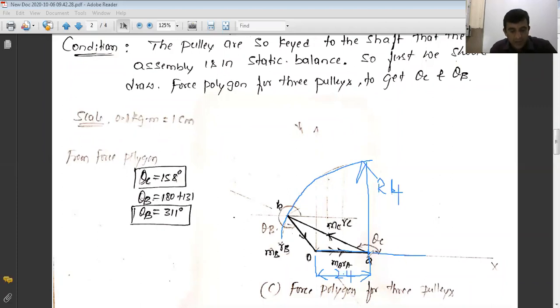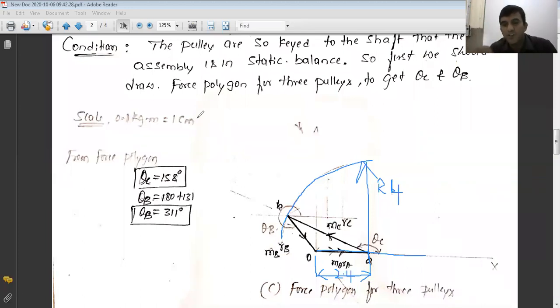Pulley B. What is the MB RB? What is its magnitude? 0.2 kg meter. 0.2 kg meter divided by 0.1, you'll get 2 centimeter. Right? You take the compass. Take radius as 2 centimeter.